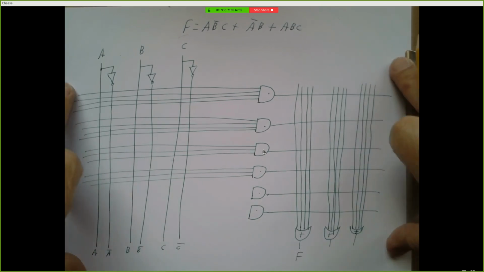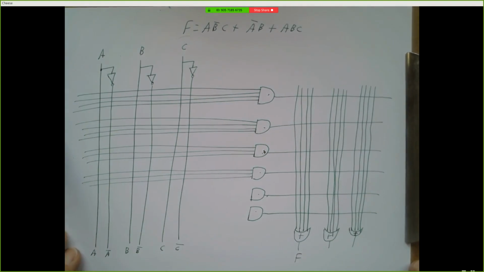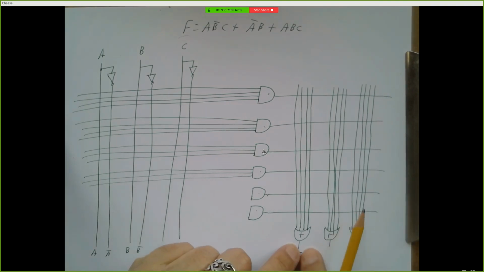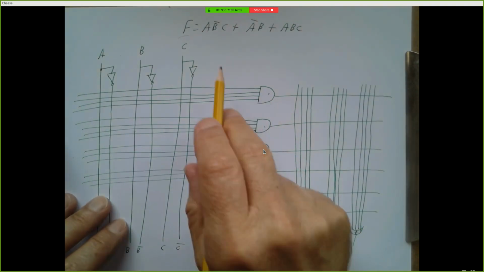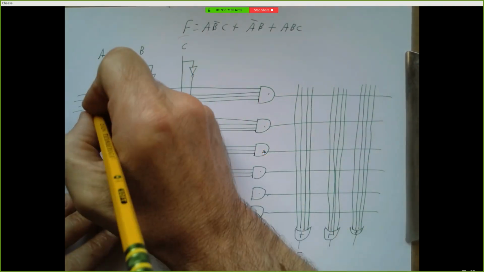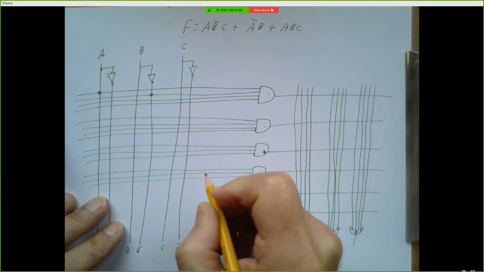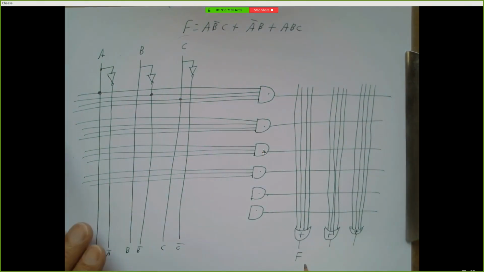Okay, now suppose this is my template and I want to implement a circuit diagram for this function. All I gotta do is add a few dots. Okay, here's my output F. I want it to be the sum of three product terms. Here's gonna be my first product term. I want A, B bar, C. So I'll connect this line to A, I'll connect this to B bar, I'll connect this to C. And this input we'll just ignore.